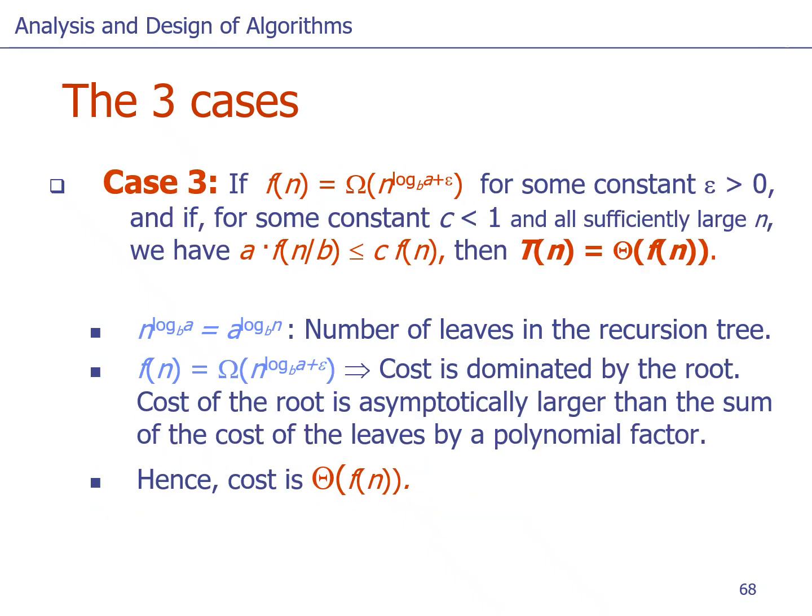Now, in case 3, it's the reverse of case 1. Okay? If f of n is in omega of n to the power of log a base b plus some epsilon. In other words, the amount of work I'm doing at the root level is asymptotically bigger than the amount of work I'm doing at the leaf level. So if I divide f of n by n to the power of log a base b, I get some n to some power, some polynomial difference. Okay, like for example, doing at the root level n to the 5, and doing at the leaf level n to the 3.